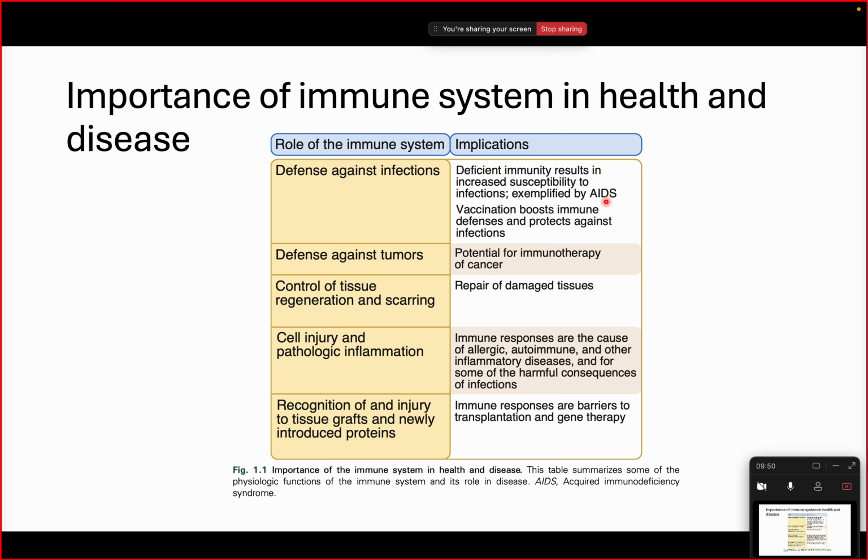Defense against tumors, that is, potential for immunotherapy of cancer. Control of tissue regeneration and scarring, repair of damaged tissues. So this is a role of immune system. It's not a separate system, right? If you get a wound, you want that place to be filled by the same cells of your body, and it should leave no scar, right? None of us like scarring, but we still have scarring.